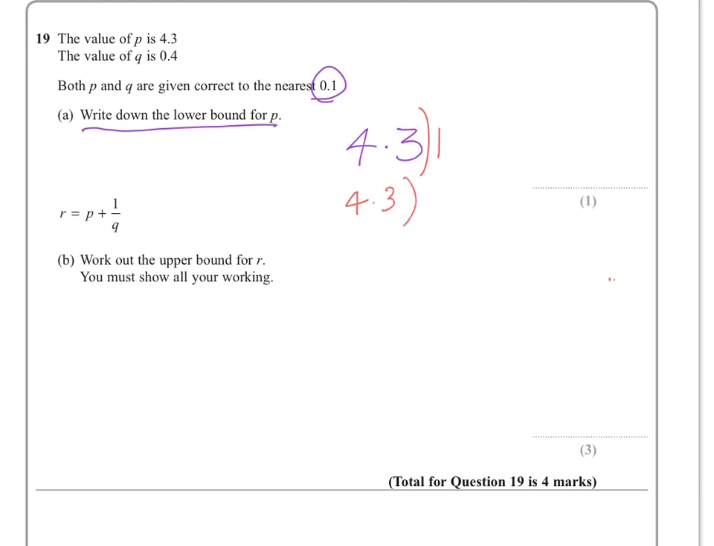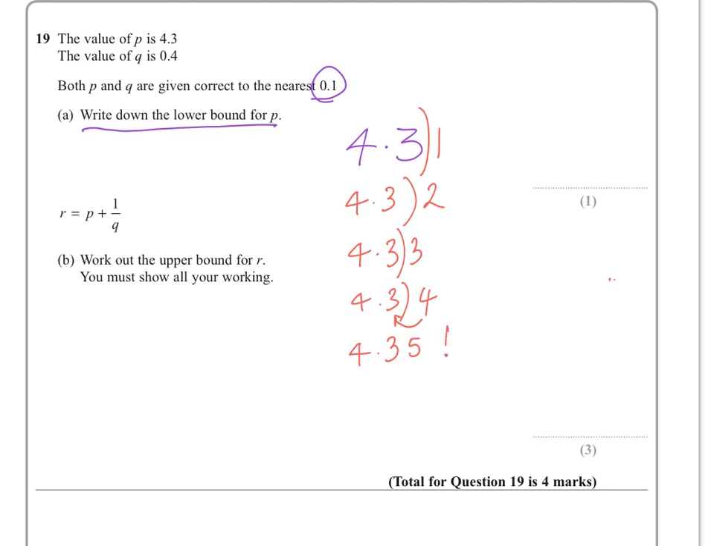It could have been 4.32, 4.33, 4.34 even, because that wouldn't change the 3 if you had to round it to one decimal place, or two significant figures. Could it have been 4.35?